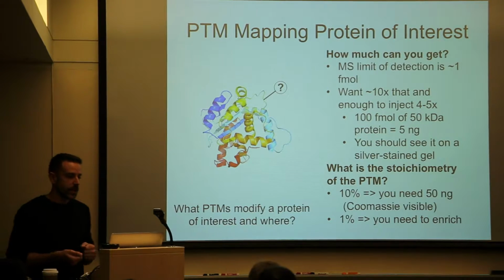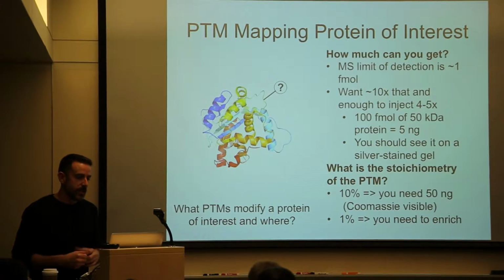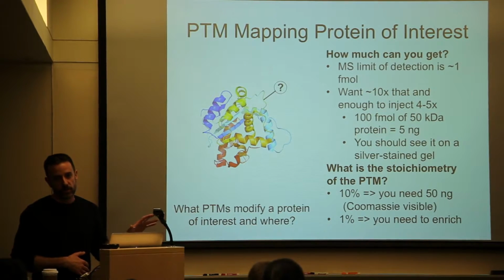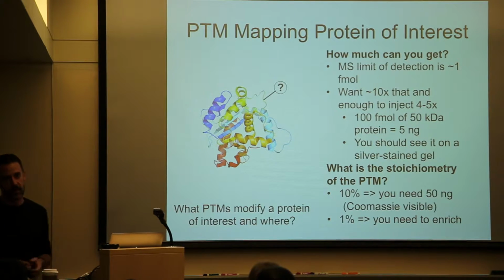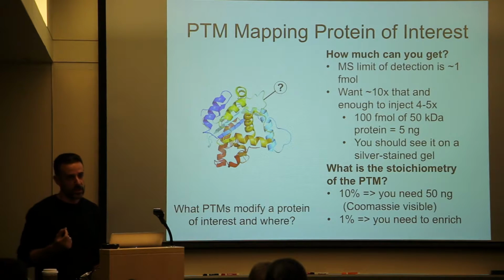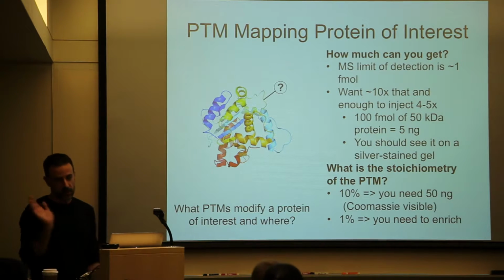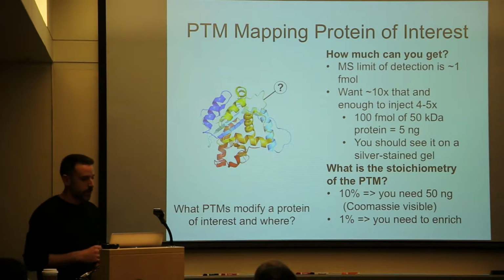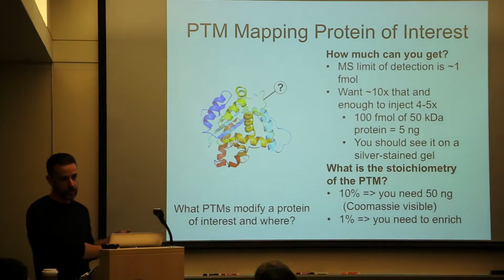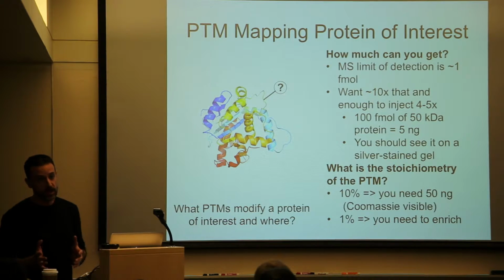So really, just to detect the protein, I want about 100 femtomoles to start with, right? So for a 50 kilodalton protein, that's 5 nanograms. That means you should be able to see your protein on a silver stained gel. That's what I tell everybody. If you want to see it on mass spec, if you see it by silver, you'll probably see it. So that's just to see the protein. Now we're talking about PTMs.